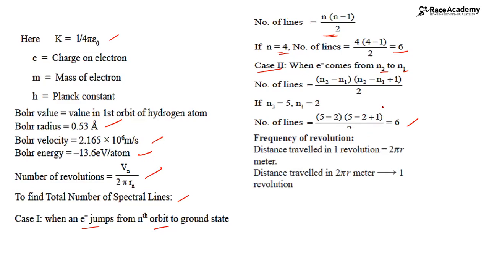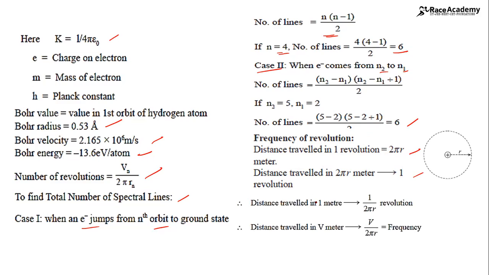Come to the frequency of revolution. The distance traveled in one revolution is 2 pi r meter. This is the orbit radius. So the distance traveled in 1 meter is 1 by 2 pi r revolution. The distance traveled in v meters is v by 2 pi r, that is the frequency. And the time taken is nothing but distance traveled divided by the velocity, that is 2 pi r by v.